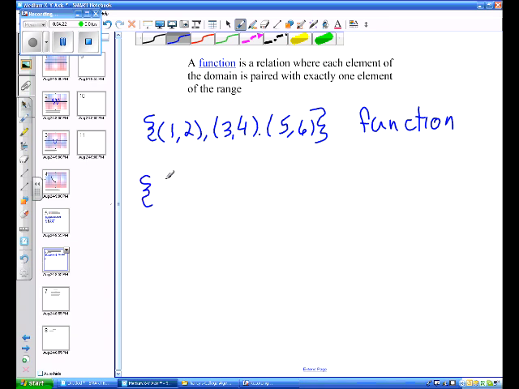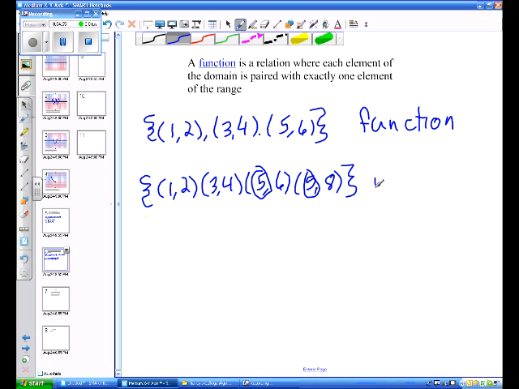If we look at the relation (1, 2), (3, 4), (5, 6), (5, 8), this is a relation. It's a set of ordered pairs. But again, we have one element of the domain that's paired with 2 different elements of the range. So this one would not be a function.